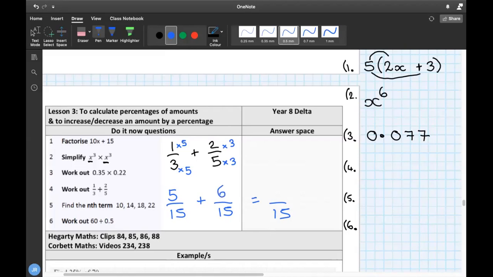We're now ready to add. Our denominator will stay the same. We just need to add our numerators. 5 add 6 gives you 11. So your final answer there is 11/15.